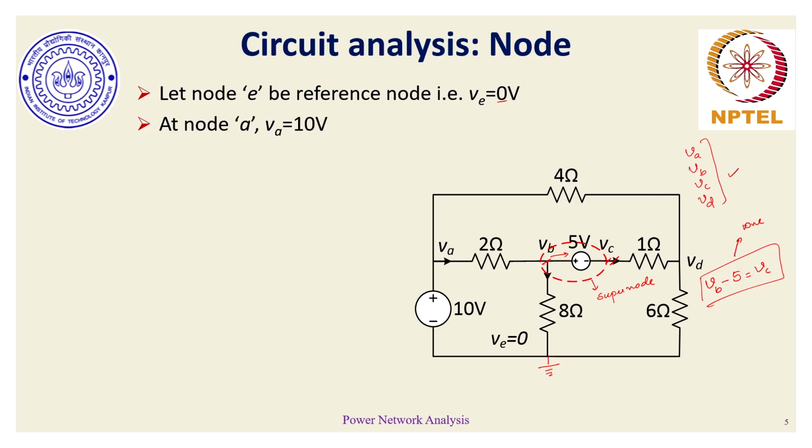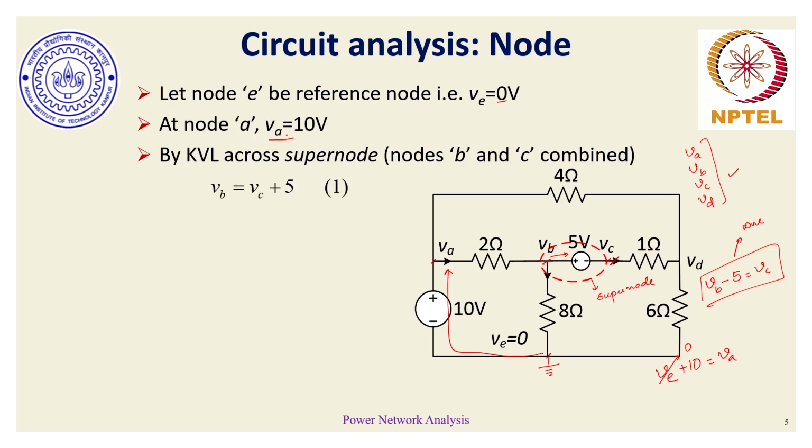Given that node E is the reference, if we apply the same KVL between node E and node A across this path, then if we start with VE, we jump from minus to plus sign, so we gain a potential of 10 volt, and we reach node A, which is VA. So this is the KVL equation. Since VE is equal to 0, VA turns out to be 10 volt, and as I mentioned, B and C together form a supernode, so we get this equation as equation number 1. So we now have 3 unknowns left. VA is known, 10 volt; VB, VC, VD we need to find, so we need 3 equations.